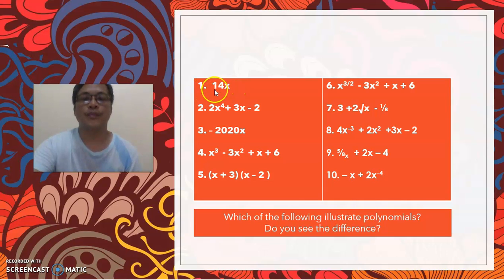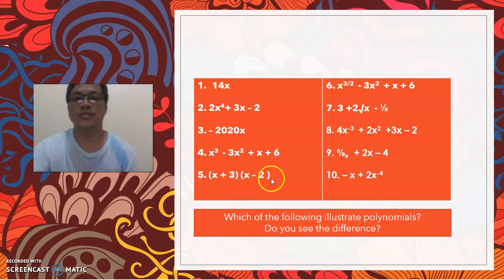Number 1, 14x. Number 2, 2x to the fourth plus 3x minus 2. Number 3, negative 20x. Number 4, x to the third power minus 3x to the second power plus x plus 6. And number 5, the quantity x plus 3 times the quantity x minus 2.